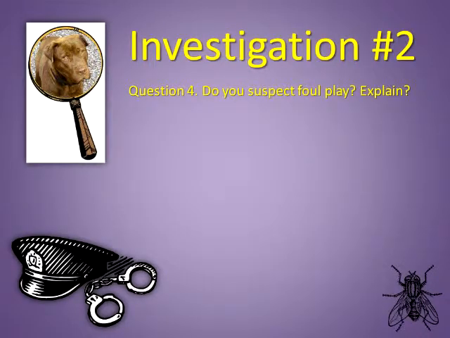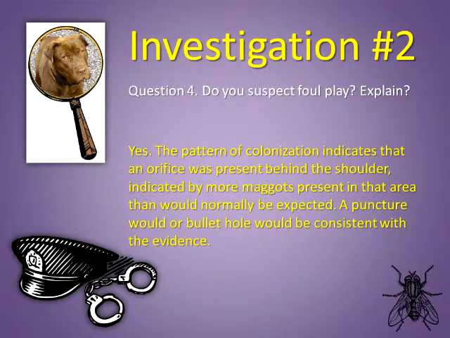Question 4. Do you suspect foul play? Explain. Yes. The pattern of colonization indicates that an orifice was present behind the shoulder, indicated by more maggots present in that area than would normally be expected. A puncture wound or bullet hole would be consistent with the evidence.